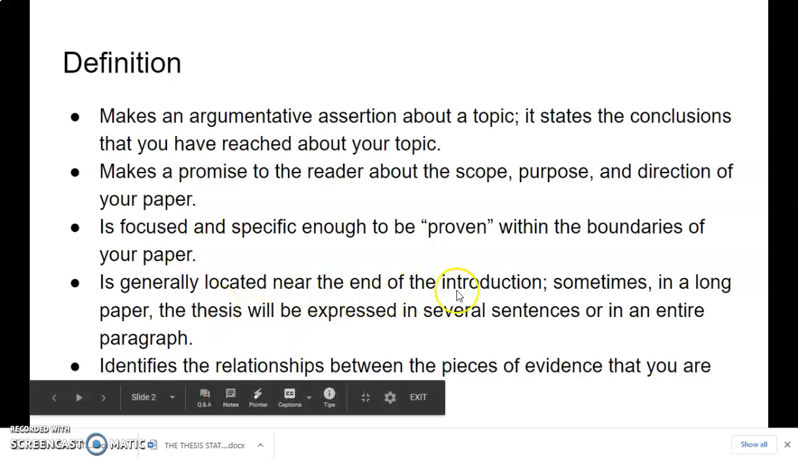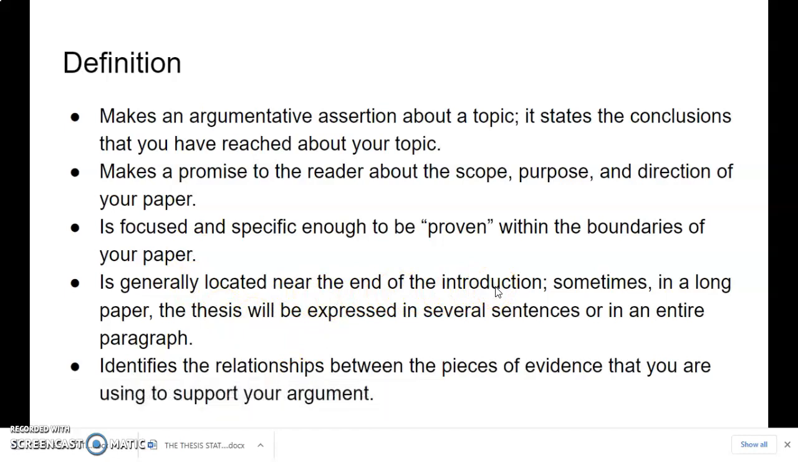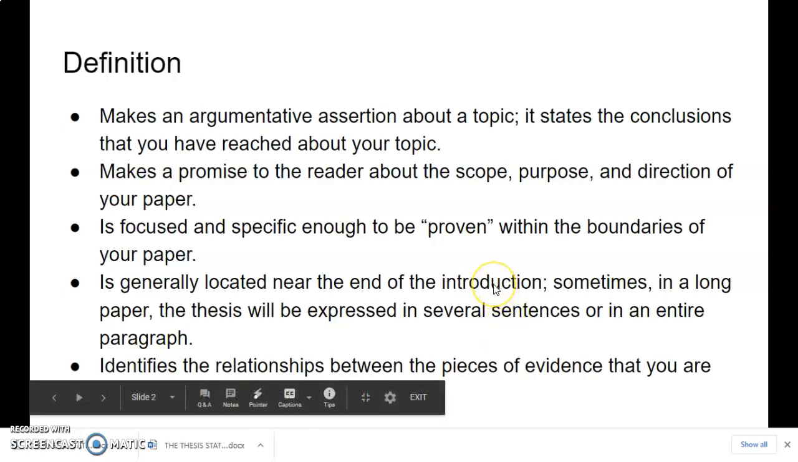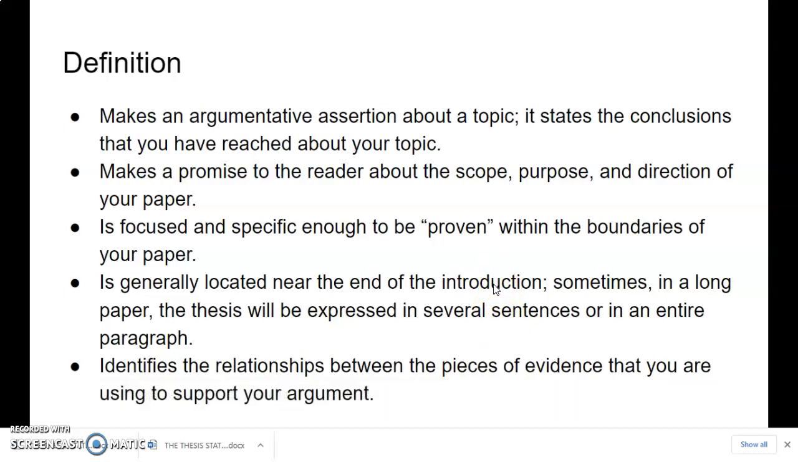It's located at the end of the introduction. Absolutely, typically. In a narrative, you may not even have a thesis statement. It might be implied throughout the entire actual story. In fact, fairy tales definitely have implied thesis statements, which is the lesson. In an introduction, it could be two paragraphs, it could be 3 paragraphs, but nonetheless, the thesis statement would be at the end of the introduction.